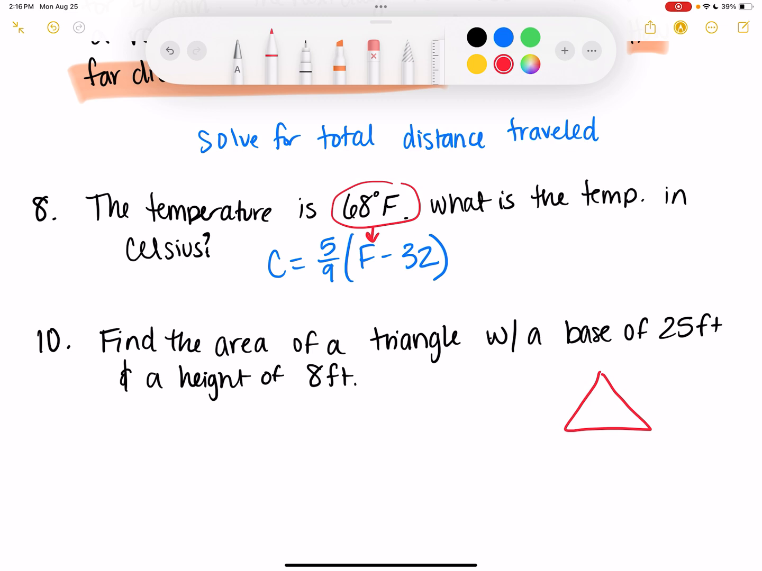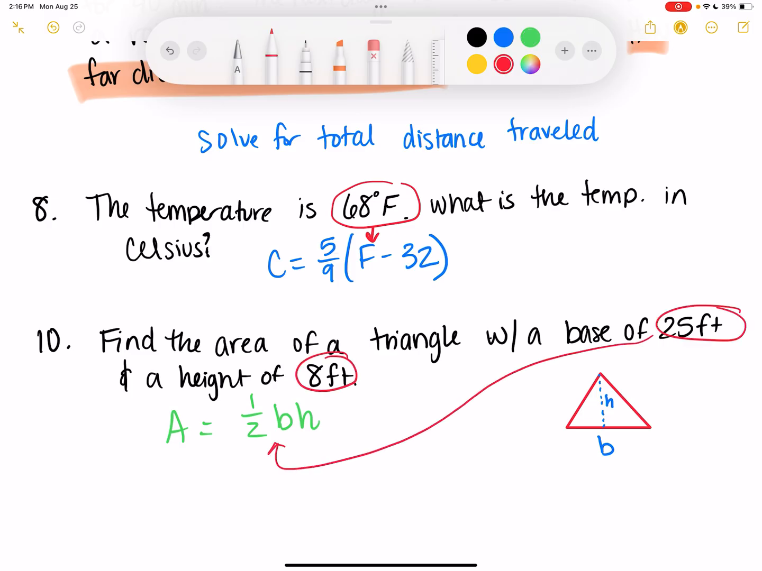Okay, so there's a triangle, right? This is the base of the triangle. The height of the triangle is from here. So to find the area of a triangle, we have the formula one-half base times height. So if we were going to solve it, we don't have to solve this, we would plug in 25 for the base and 8 for the height, and then we would have our area of the triangle.